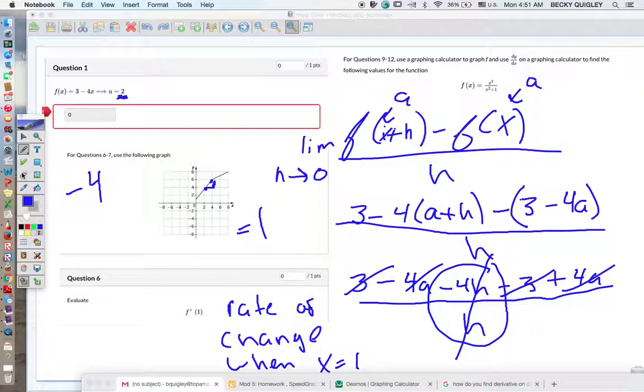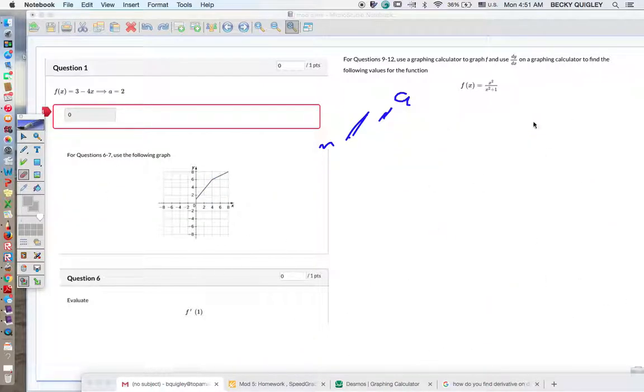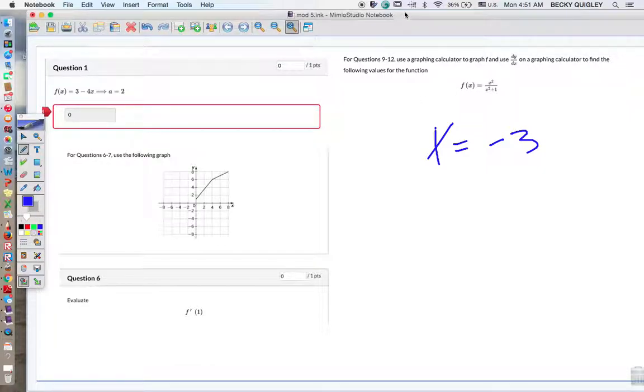Okay, so this last question is asking us to find the rate of change when x is equal to, I believe the problem said negative 4, but let's just do a different value, just so you can still get the idea. So let's say when x is negative 3. It says to use a graphing aid, so I went ahead and used Desmos.